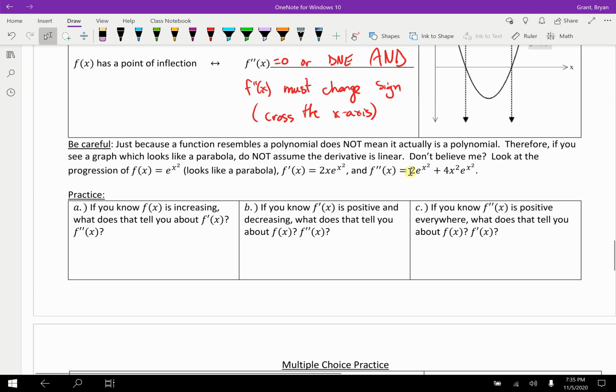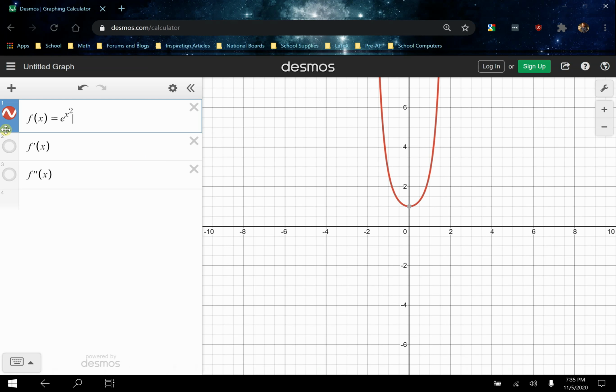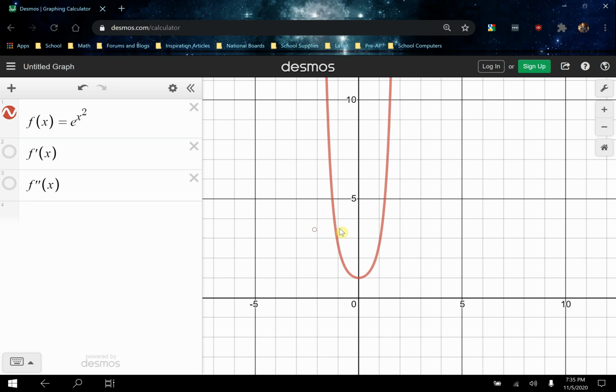I gave you both the derivatives, but I'm actually going to cheat on that right now. Take a look at what Desmos will do for us. Here's the graph of e to the x squared, right? Doesn't that look like a parabola? Parabola shifted up 1. And so if you looked at that and said, ooh, I know what the derivative is going to be. The derivative is going to be a line.